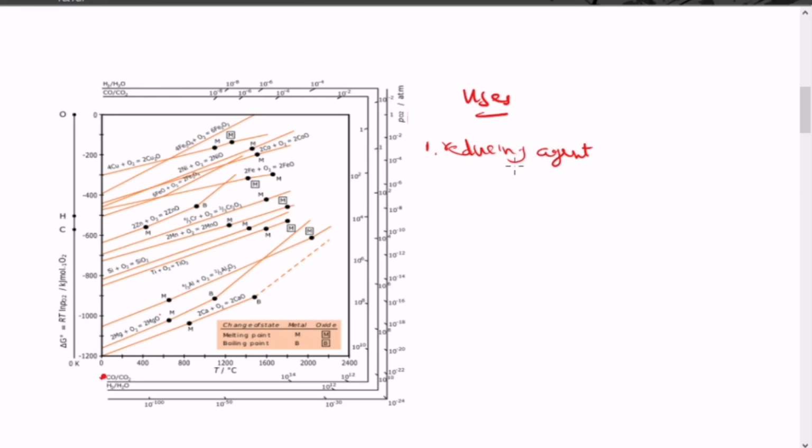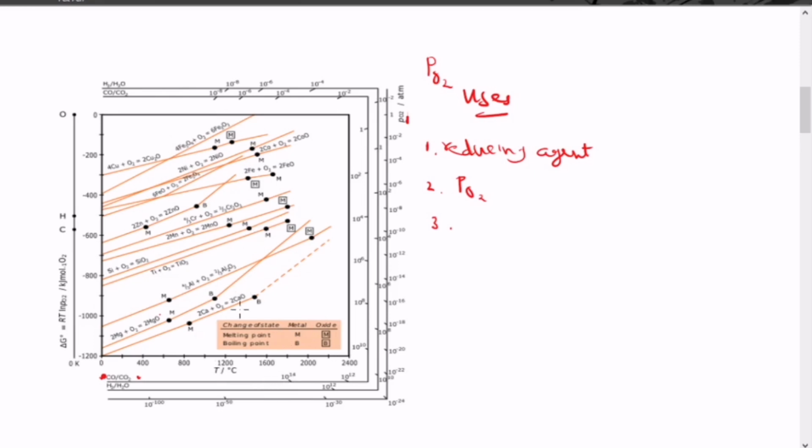And the second one is we determine the partial pressure of oxygen that is in equilibrium with the metal oxide at a given temperature. Let me write it well: it's PO2, the partial pressure of oxygen, that is in equilibrium with the metal oxide at a given temperature. And the third one is that it also helps us to determine the ratio of carbon monoxide to carbon dioxide that will be able to reduce the metal oxide at a given temperature.